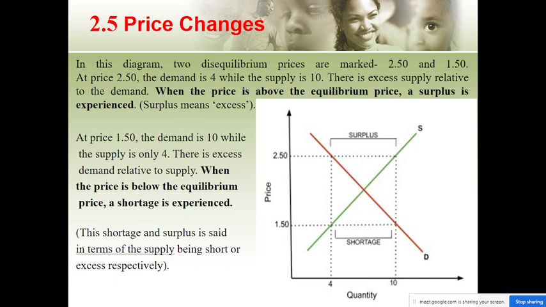If you are lying above the market equilibrium, everything would come under the heading of surplus, and if you are lying under the market equilibrium, this would be known as the shortage of demand and the shortage of supply.